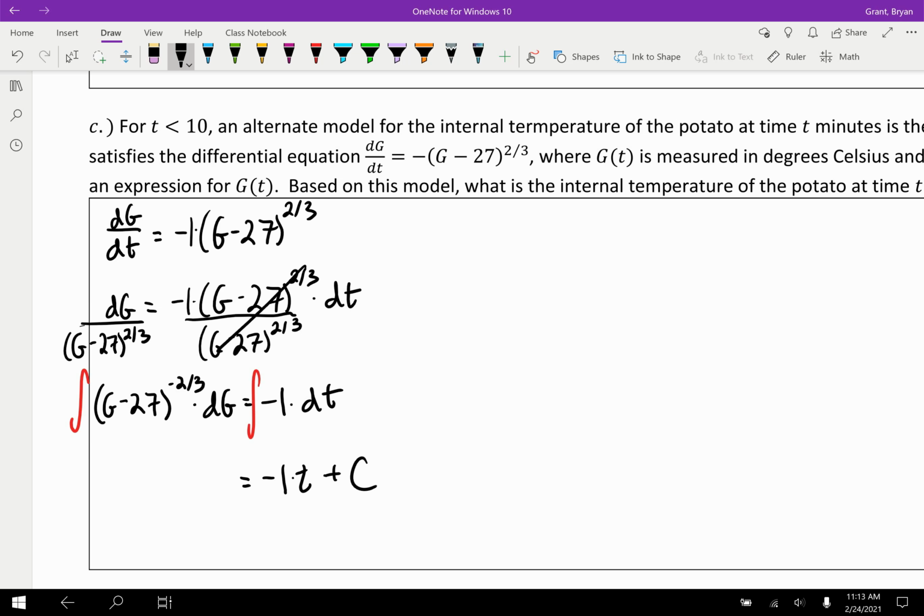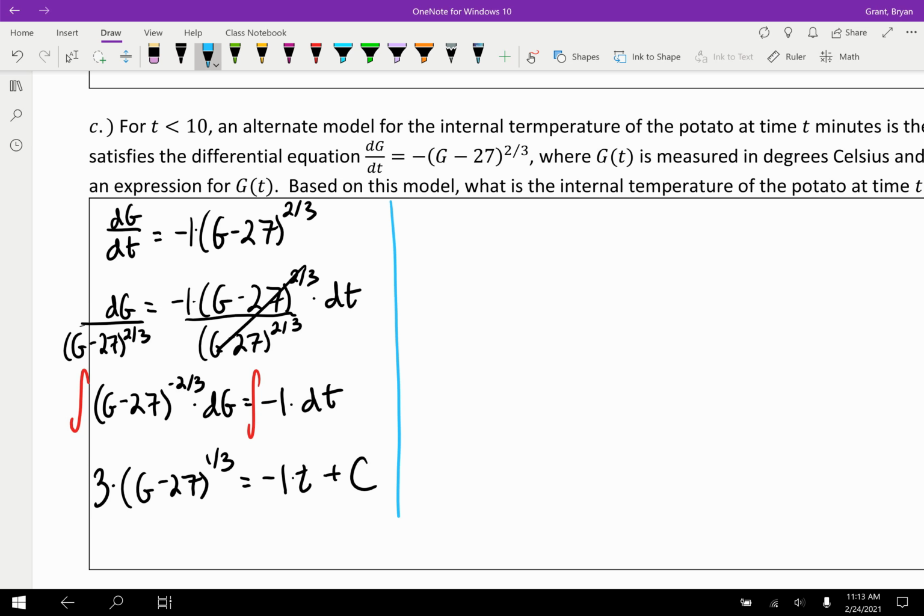This left side is a little trickier, but it's not too bad. We have g minus 27. We add 1 to the power. That's positive 1/3. Then what's going to cancel out the 1/3? Oh yeah, a 3. All right, hard part done, I promise. Now let's get to the easier stuff.